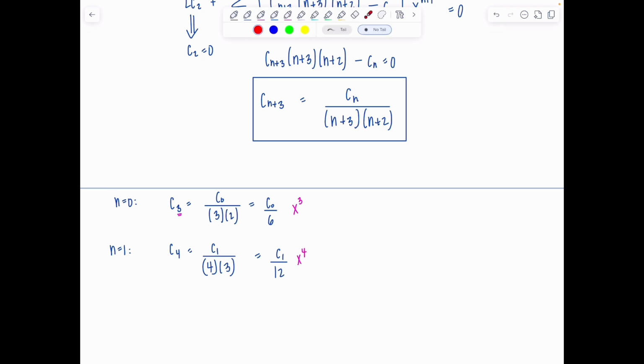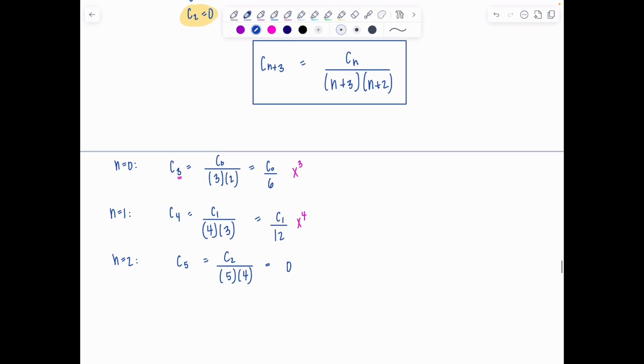Now notice I'm just multiplying everything out because I'm not worried about finding a pattern for any of the exercises in this section. N equals 2. Keep going. So C5 is going to be C2 over 5 times 4. But you guys, isn't C2 0? Yes, don't forget. C2 is 0. Oh, okay. So then this is just 0. So we have no x to the 5th term. Interesting.